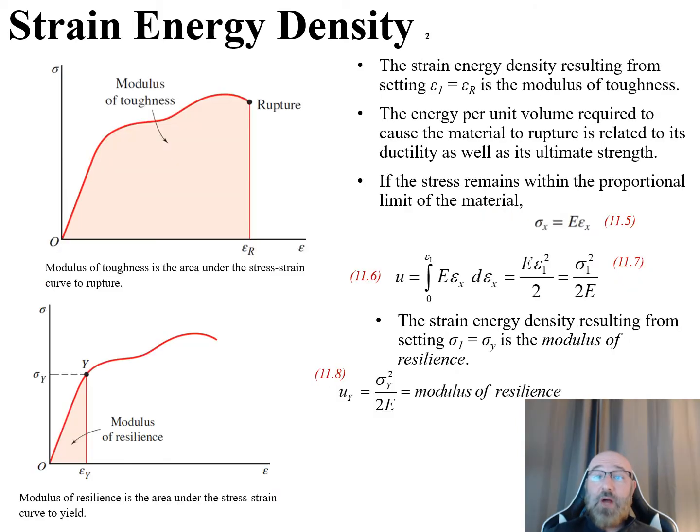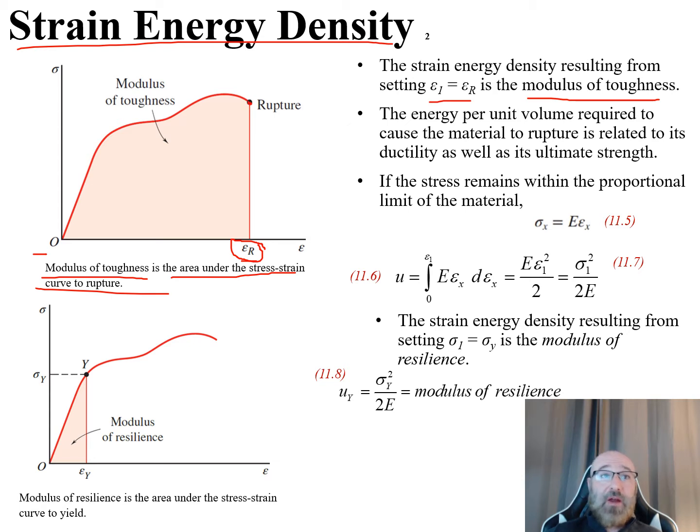So as we continue on with our topic of strain energy density, let's consider the case where epsilon 1 is equal to epsilon r. For this case, the strain energy density resulting from setting epsilon 1 equal to epsilon r is what's known as our modulus of toughness. So we can take a look over here at our diagram on the left, and the modulus of toughness is the area under the stress strain curve up to rupture. You can see that epsilon sub r, that's our strain, occurs at our rupture point here in our stress strain curve.